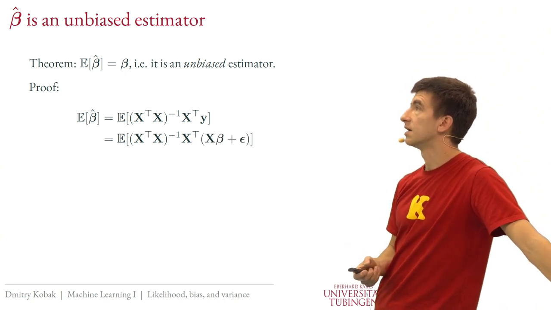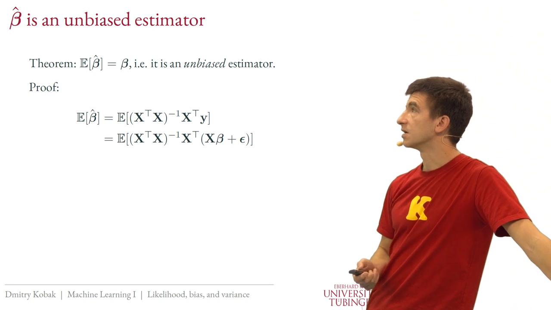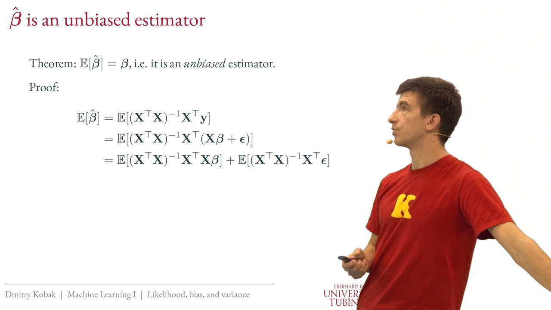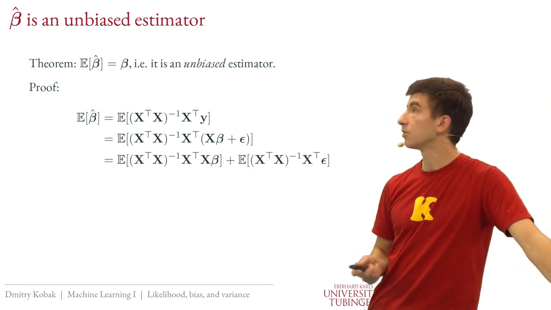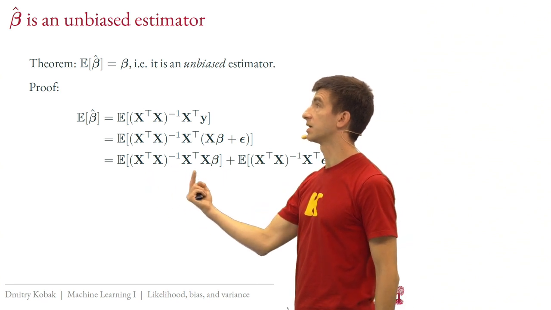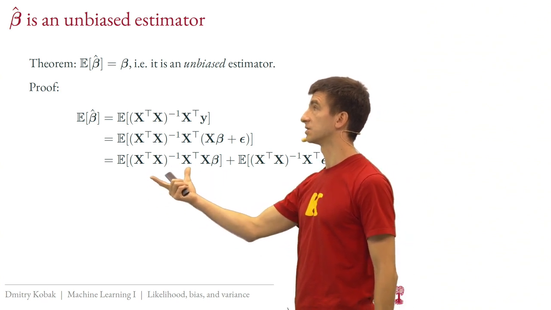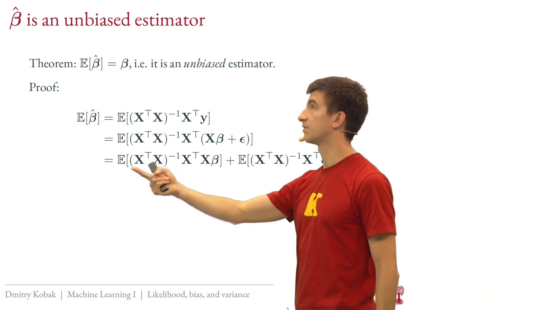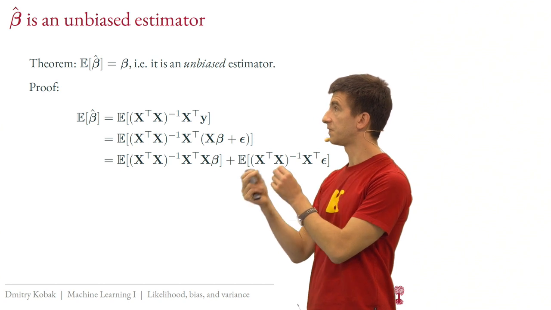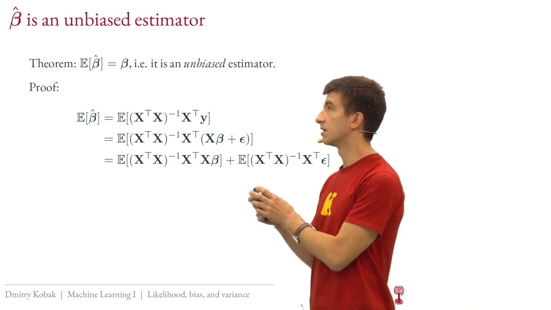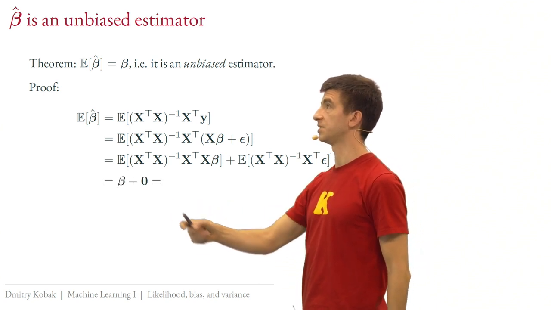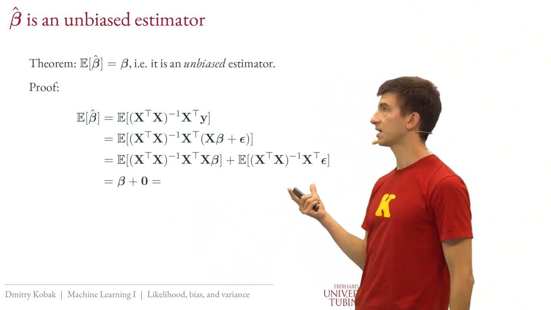So let's plug X beta plus epsilon instead of Y. And then we open the brackets and we have two terms. And now you can already see that the first term over here has (X transpose X) to the minus 1 times X transpose X. So this by definition cancels out. And you have the expected value of beta, with beta being a fixed, non-random value, which is just beta itself, right? So here we just have beta.